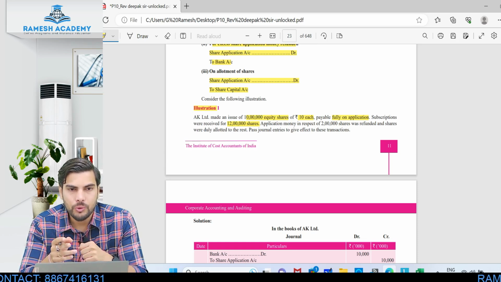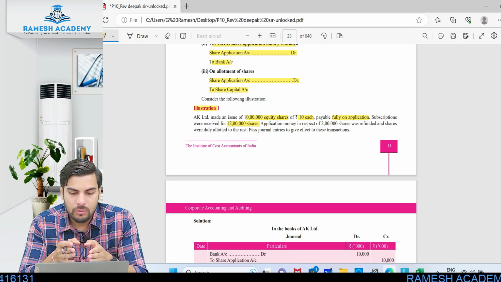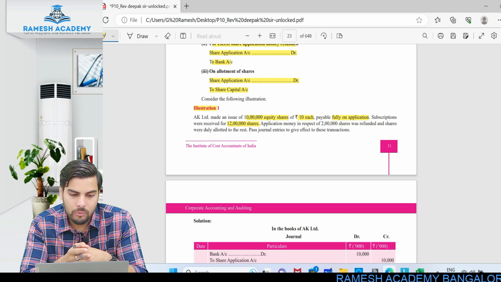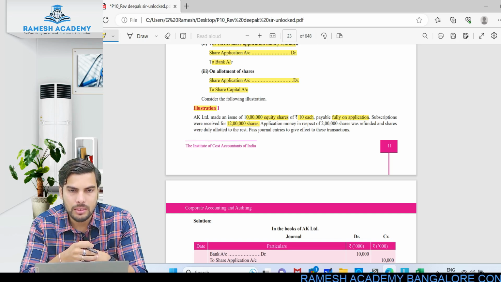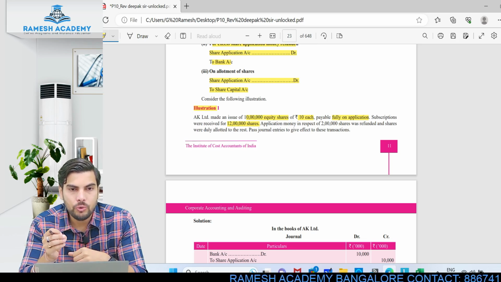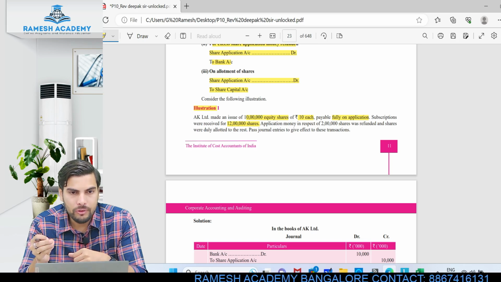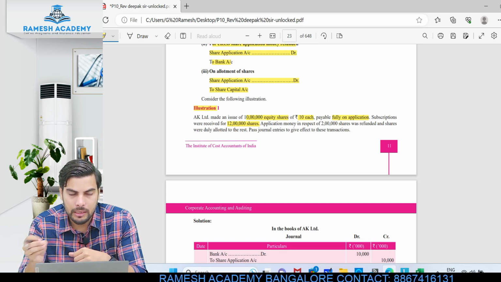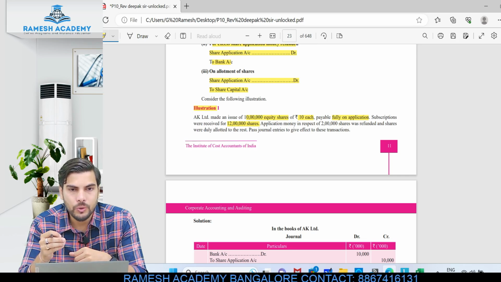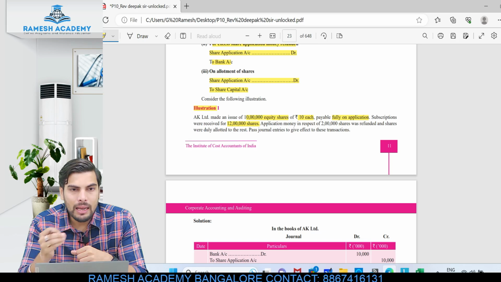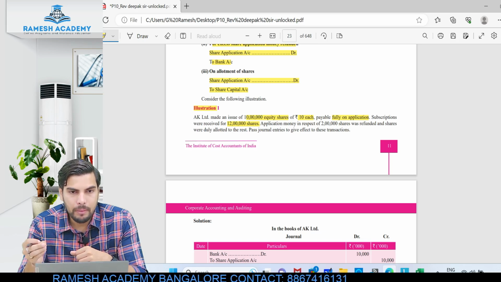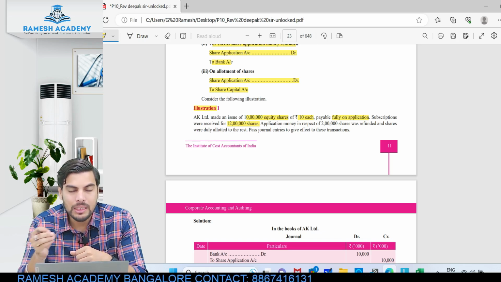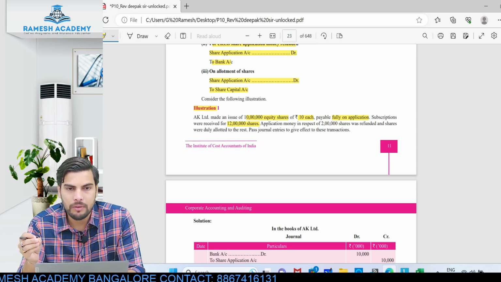My second question to you would be, in this case, what do you think? The company would have received the application money with respect to those 10 lakh equity shares, or what was actually applied, that is 12 lakh equity shares. Think about it. Whenever the public wants to apply for shares, they'll be paying the application money. Although the company issued only 10 lakh shares, the public applied for 12 lakh shares. Obviously they would have paid the application money for 12 lakh.